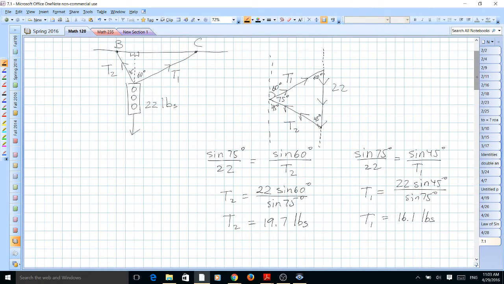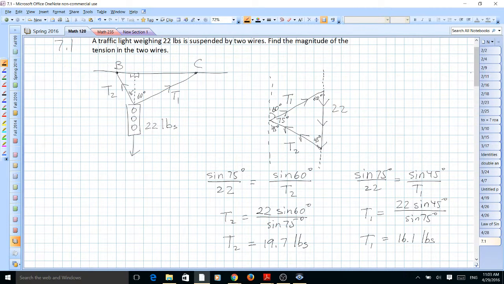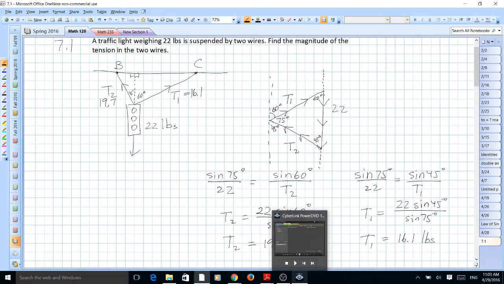Now this should make sense: your T1 is 16.1, your T2 is 19.7. So if you have a 22-pound weight, it's somehow distributed a little bit on this side, a little bit on this side, but they have to add up to something that's bigger than 22 because we're pushing it aside as well. So this is it for this particular example.